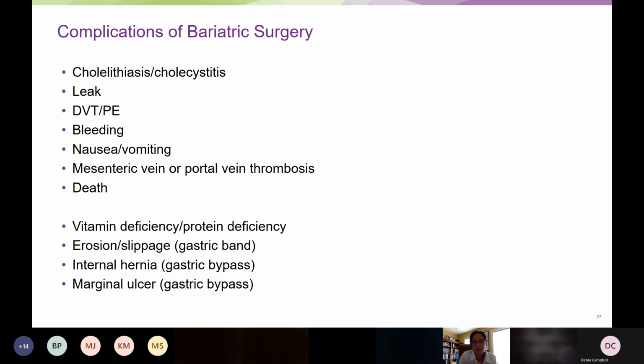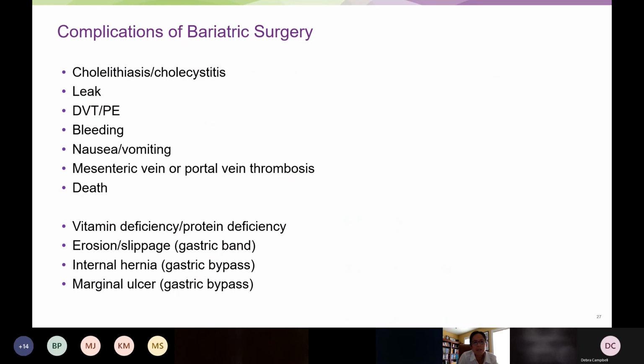If that's prolonged, we will CAT scan them to rule out things like a leak, or mesenteric vein or portal vein thrombosis. And then there's also the risk of death. Mortality in our hands has been less than 0.1%, but it's something that can happen. The most common cause of death usually is PE.